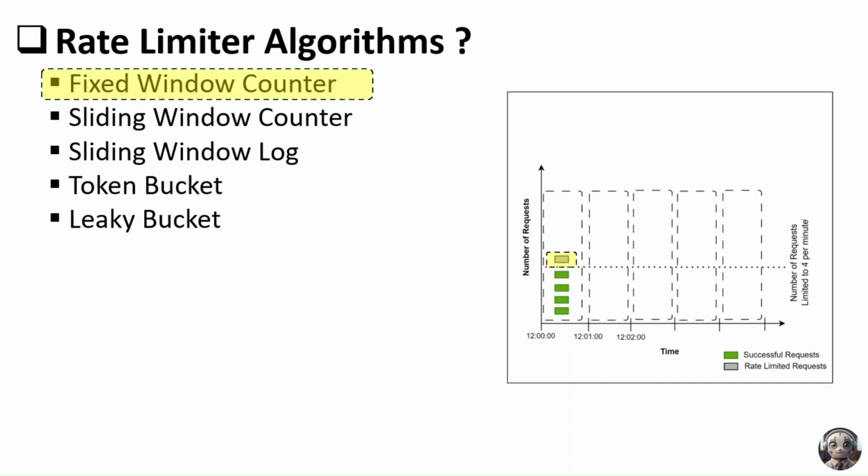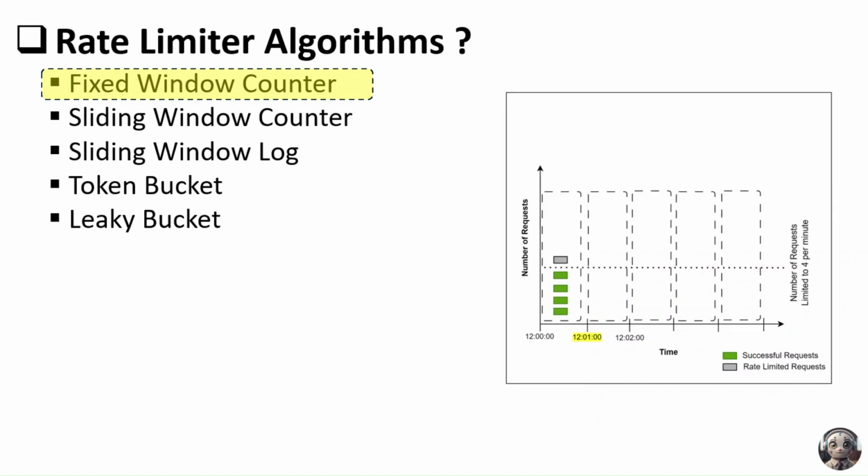Any new requests received between 30 seconds past 12 o'clock to 59 seconds past 12 o'clock will be blocked. Then, at 12 o'clock and 1 minute the window resets, and the system starts counting again from 0. And this cycle continues as you can see in the diagram.